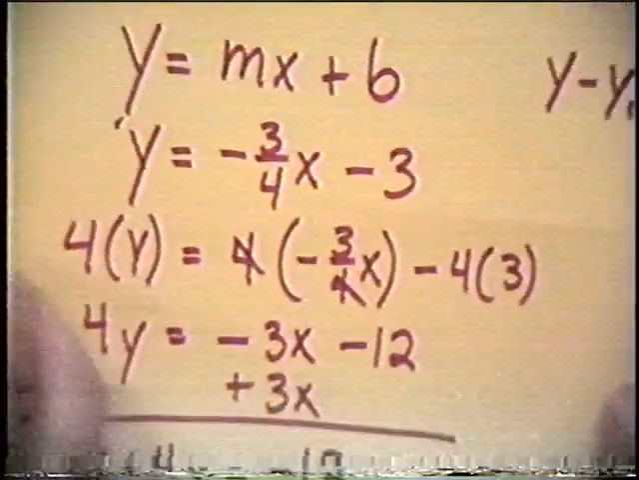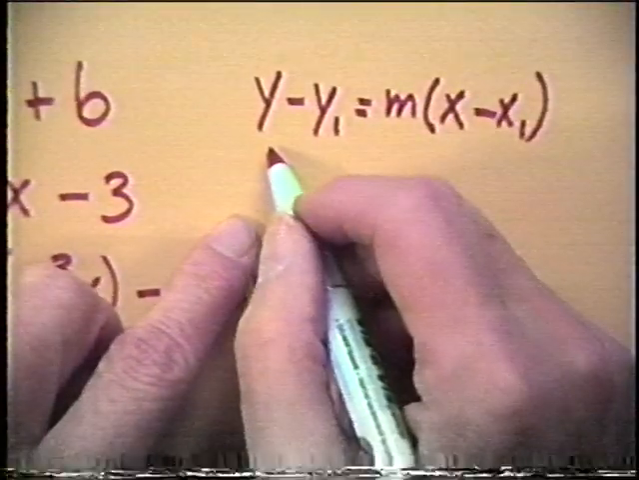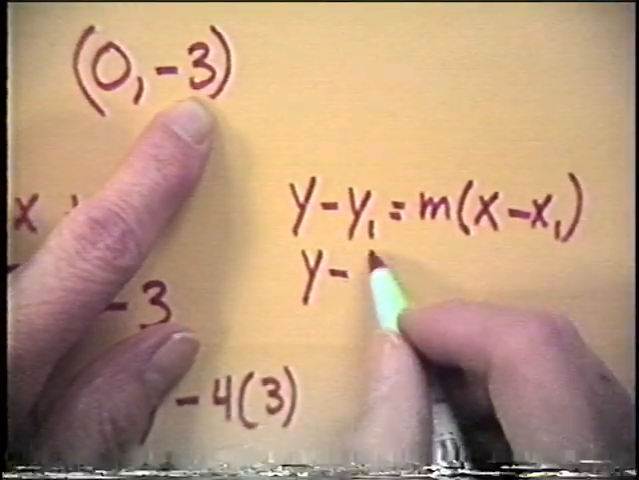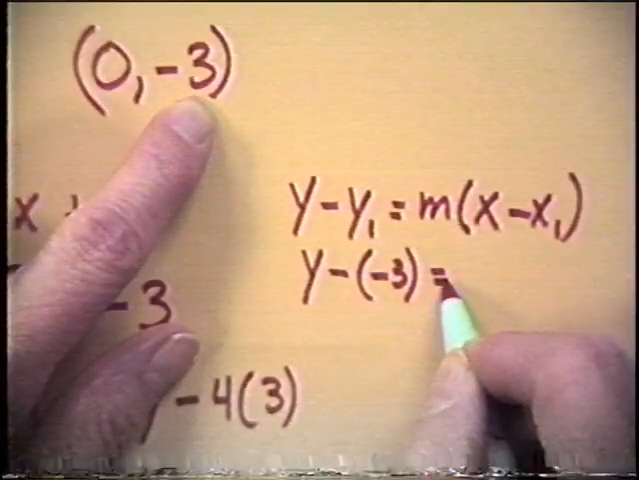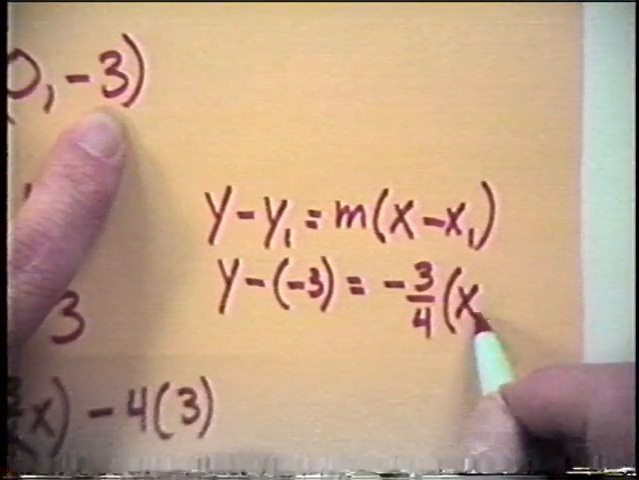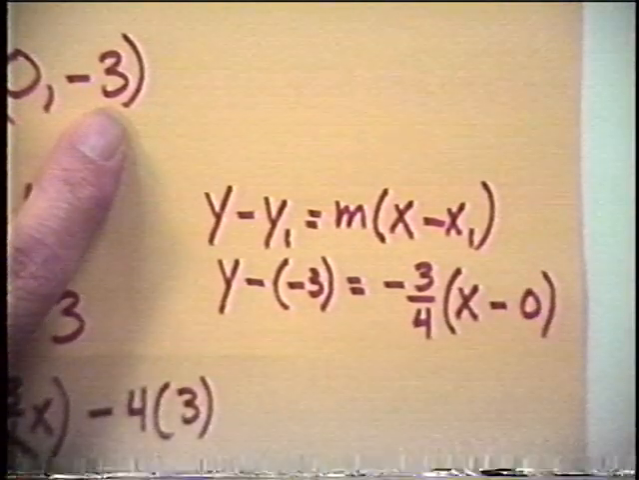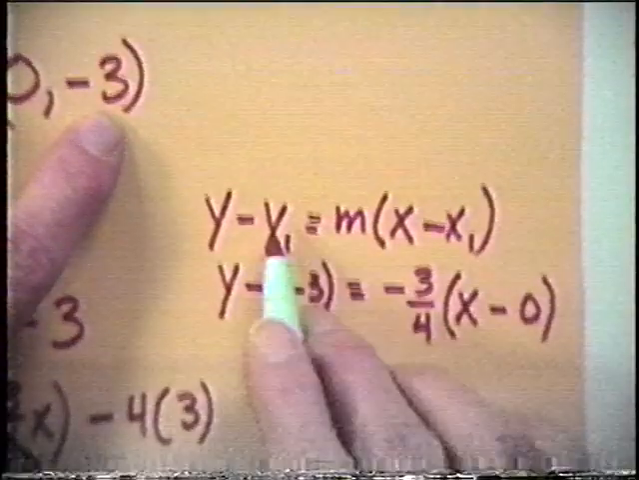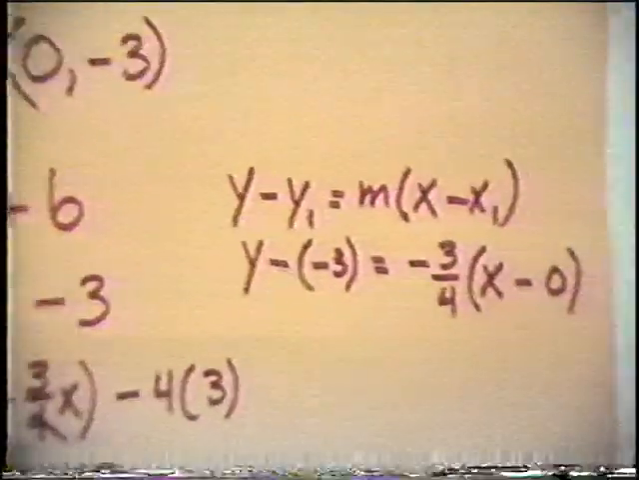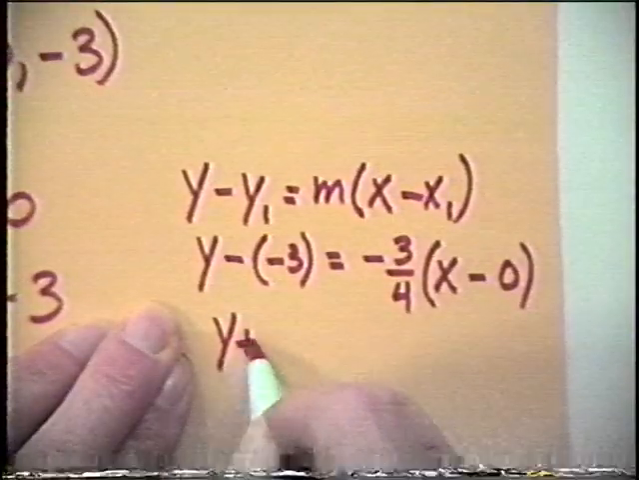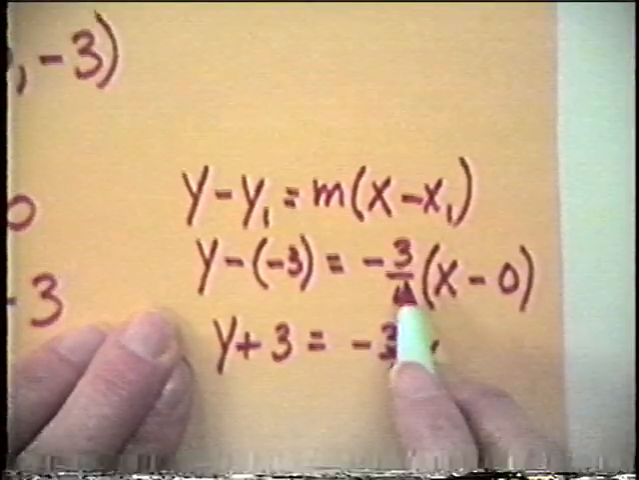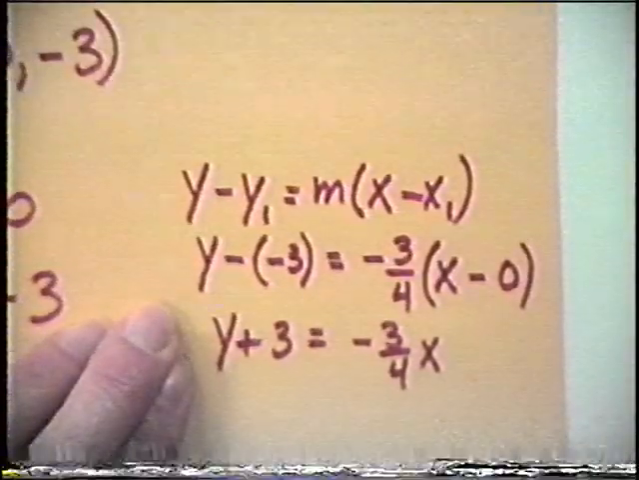Okay, now he felt it was easier putting it in here, so let's put it in here. We'd be y minus, and y is negative 3, equals, and m was a negative 3/4 times the quantity x minus 0, right? If I chose to put it in this one, y is negative 3, x is 0, and the slope is still negative 3/4. So here I'd have y plus 3 equals a negative 3/4 x, because a negative 3/4 times 0 would be 0, so I don't have to write it down.